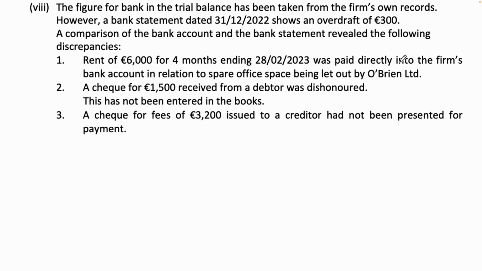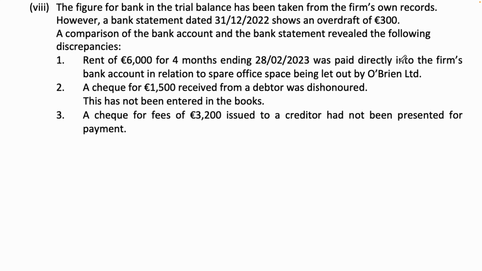Adjustment number 8 then is the bank adjustment. So it says the figure for bank in the trial balance has been taken from the firm's own records. However, a bank statement dated the 31st of the 12th, 2022 shows an overdraft of 300 euro. A comparison of the bank account and the bank statement revealed the following discrepancies.